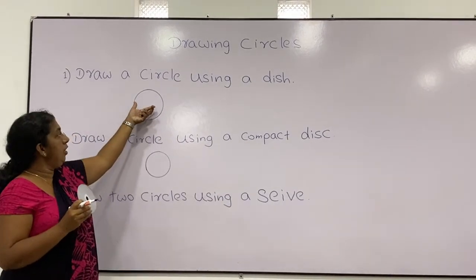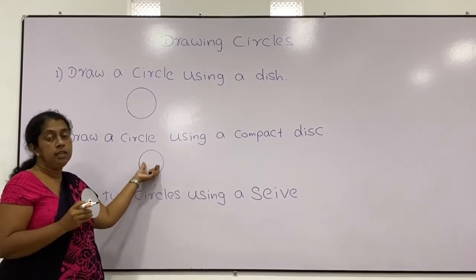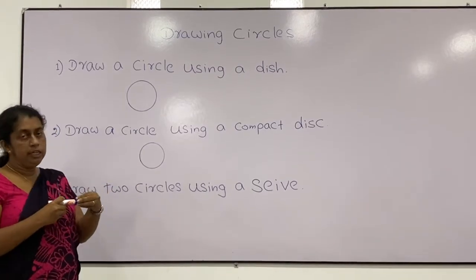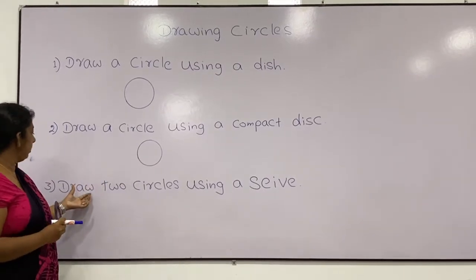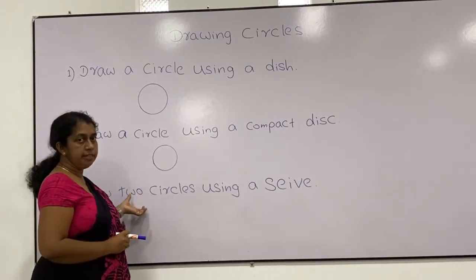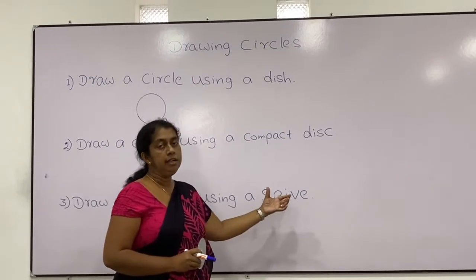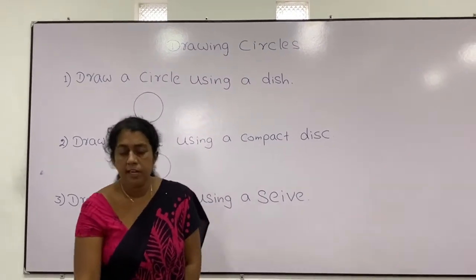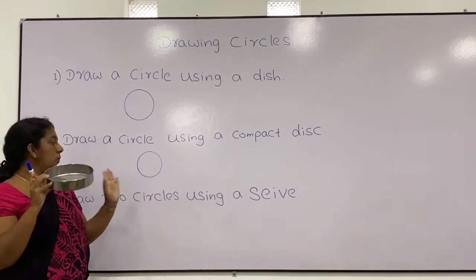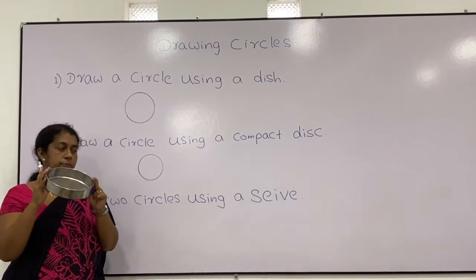Now in the first one you used a dish. In the second one you used a compact disc. And look at the third one. The third one is draw 2 circles. Not one circle. Draw 2 circles using a sieve. Now you know what a sieve is. A sieve is this one, right? So you have to draw 2 circles using the sieve.